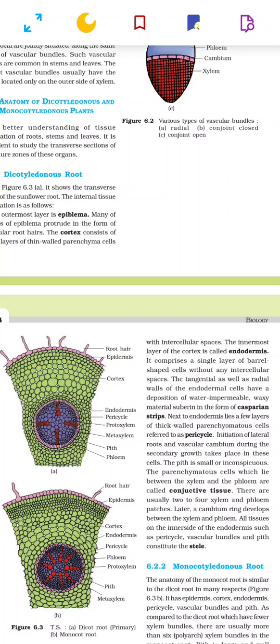Next to endodermis lie a few layers of thick-walled parenchymatous cells referred to as pericycle. Initiation of lateral roots and vascular cambium during secondary growth take place in these cells. The pith is small or inconspicuous. The parenchymatous cells which lie between the xylem and the phloem are called conjunctive tissue. There are usually 2 to 4 xylem and phloem patches. Later, a cambium ring develops between xylem and phloem. All tissue on the inner side of the endodermis, such as pericycle, vascular bundle and pith, constitute the stele.